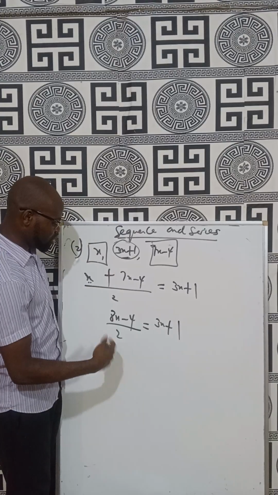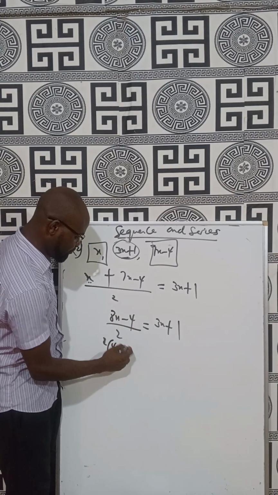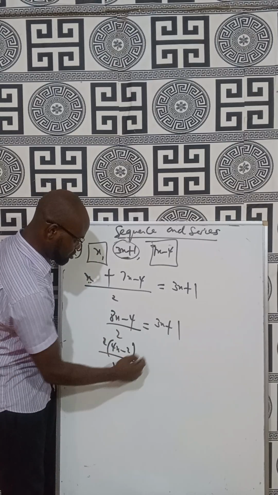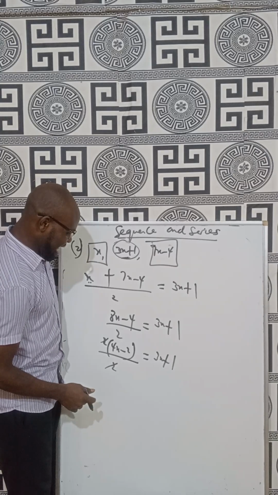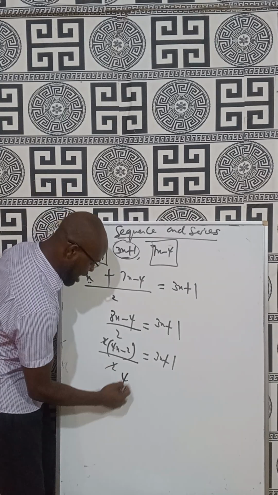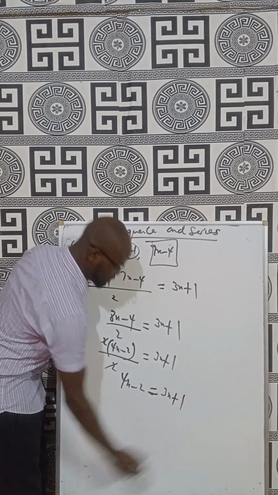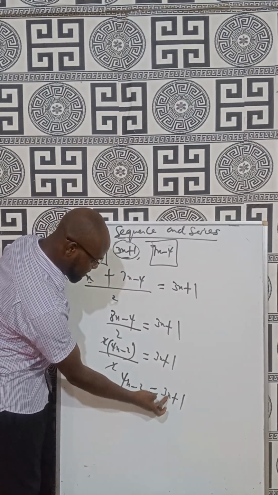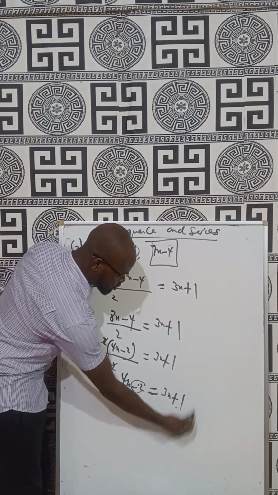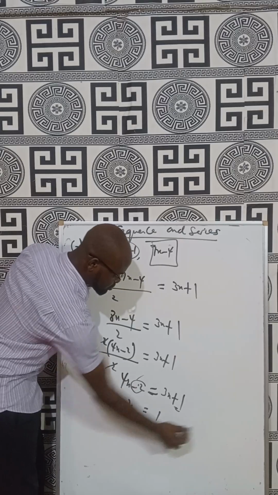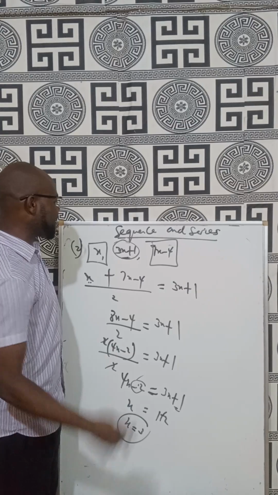So what do we do? 2 goes into 8x giving 4x, and 2 into 4 gives 2, so we have 4x minus 2 equals 3x plus 1. I can factorize too, but anyway, 4x minus 2 equals 3x plus 1. So I'll just solve the equation. 4x minus 3x, that's x, equals 1 plus 2. So x equals 3. So I've gotten my x.